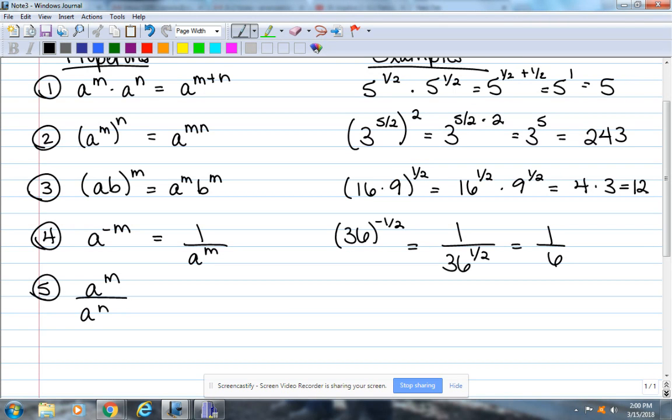I subtract the exponent. So this is going to be a to the m minus n. And that's all we can do to that one since it's variables and we don't know what the variables are. So let's say some with numbers. Let's do 4 to the 5 over 2 power divided by 4 to the 1/2 power.